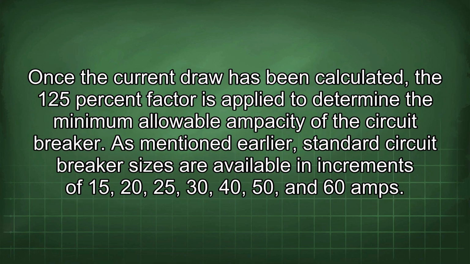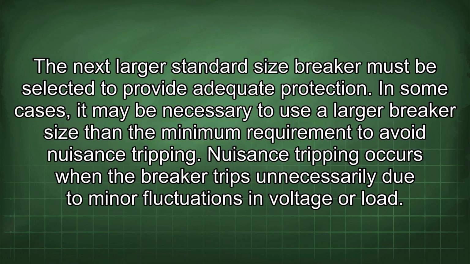Once the current draw has been calculated, the 125% factor is applied to determine the minimum allowable ampacity of the circuit breaker. As mentioned earlier, standard circuit breaker sizes are available in increments of 15, 20, 25, 30, 40, 50, and 60 amps. The next larger standard size breaker must be selected to provide adequate protection.